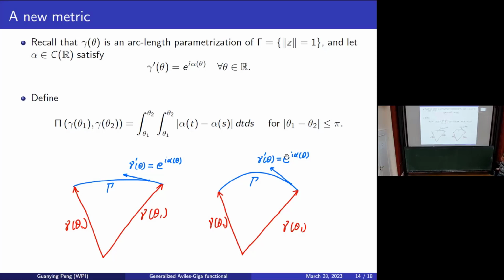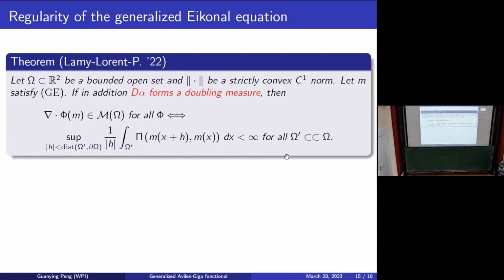So then with the help of this metric pi, we can achieve the following equivalent characterization for finite entropy solutions for a class of norms.